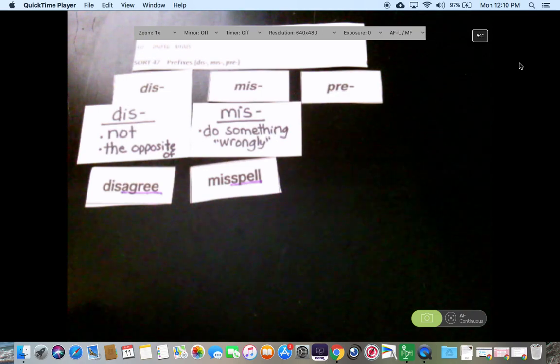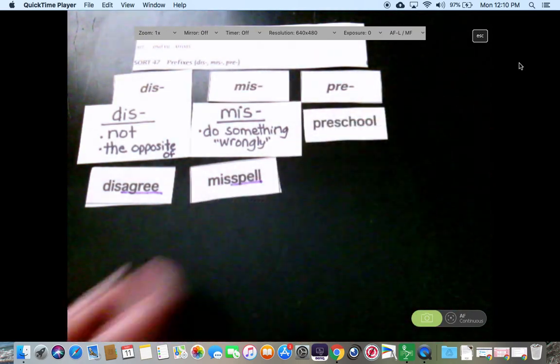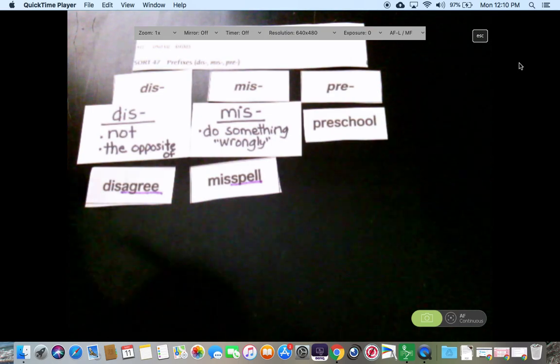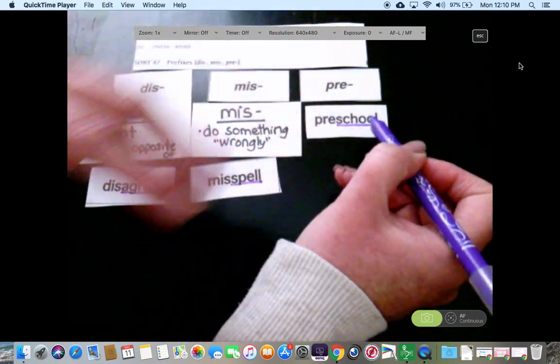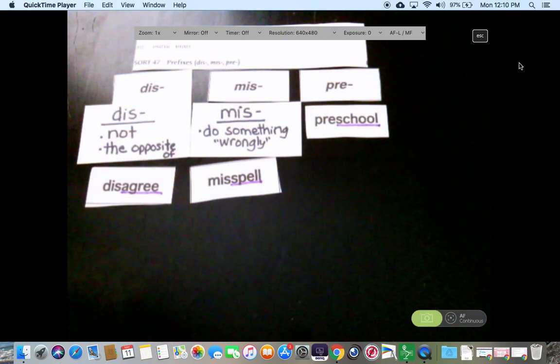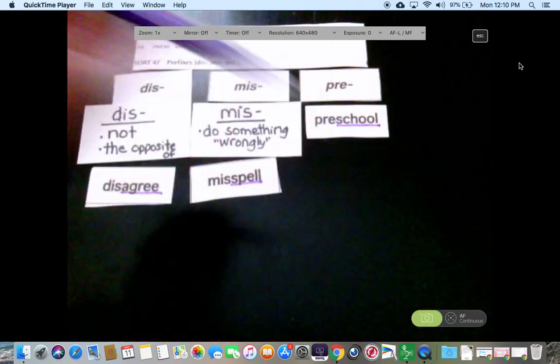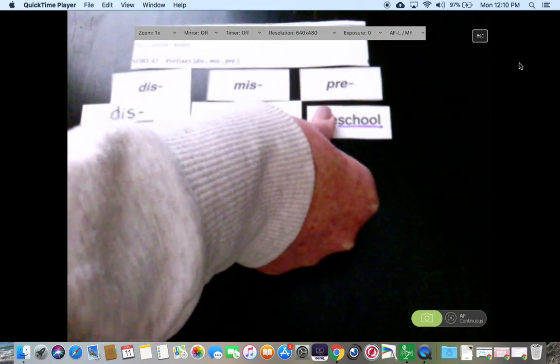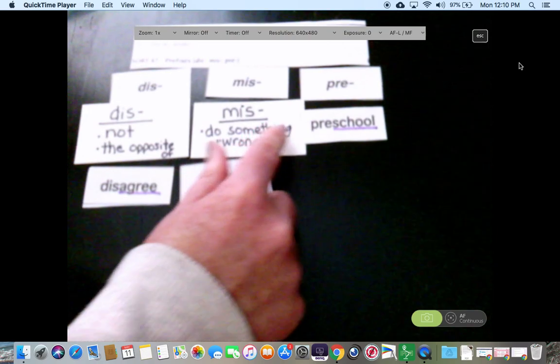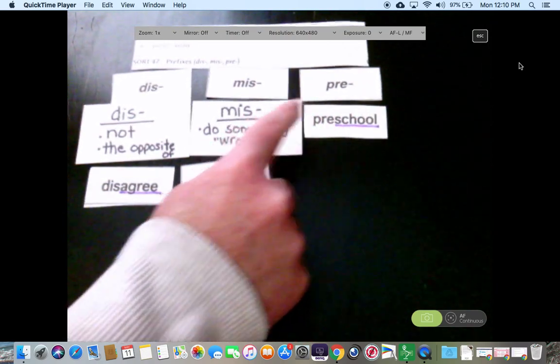Our next example word, preschool. So again, we're going to underline our base word. We know what school is, going to school. So we're looking at our prefix. And again, when you're looking for the base word, you cover up the prefix. So we have P-R-E. What do you think P-R-E means?